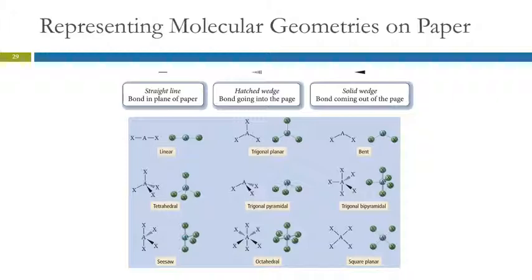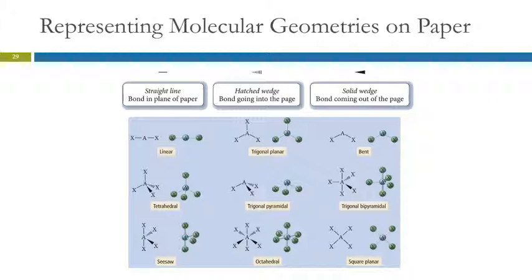So this illustration from your textbook is trying to help you understand how we represent 3-dimensional things on paper. So we use a straight line to indicate that bond is in the plane of the paper. This hatched wedge means it's going into the paper or behind the paper. And the solid wedge is coming out at you. So if we look at this trigonal pyramid, this AX bond is in the plane of the paper. This one is coming out at you, and that one's behind. And so it's a trigonal pyramid.